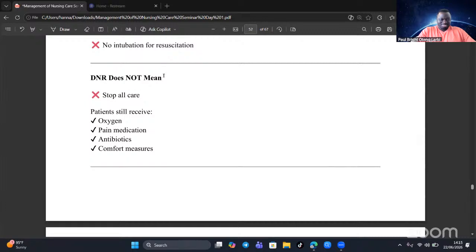Do not resuscitate means stop CPR, it does not mean stop all care. Okay. Yes, I have become an incapacitated patient in your care. Do not resuscitate does not mean don't give me oxygen. Patients still receive oxygen. Patients still receive pain med. Patients still receive their comfort care or comfort measure. Every dying patient receives comfort measure.